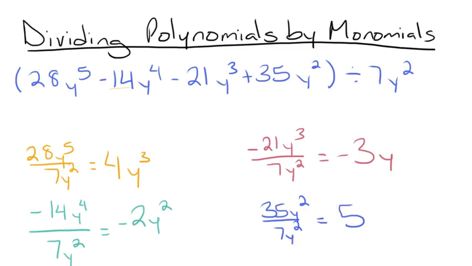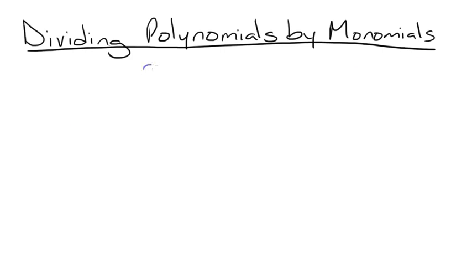So that means that our answer is all of these terms added together. So 4y cubed minus 2y squared, because remember, adding a negative number is the same as subtracting a number, so we can just subtract this term, minus 3y plus 5. So that's our answer. Before we go, let's try one that is slightly more challenging.